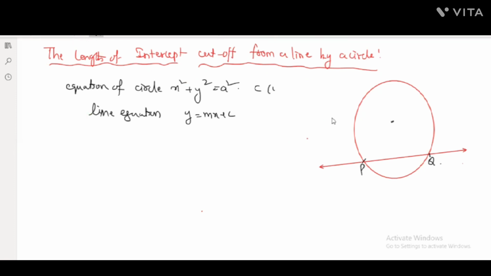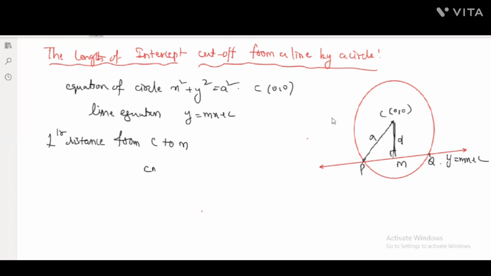For this, the center of the circle is 0, 0. Let's draw one perpendicular from C to the line. Let's say it intersects at M, and this is the radius CP, which is a. Now we have to find this perpendicular distance to the line. This line is y is equal to mx plus c. So the perpendicular distance from C to M.